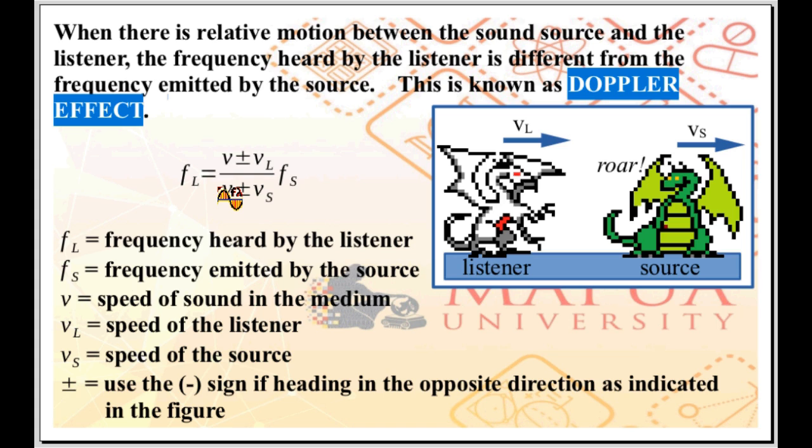Fl is equal to V plus minus Vl all over V plus minus Vs times Fs. The listener is on the left, the source is on the right, and both of them are moving towards the positive x direction or to the right. The default situation as shown in the figure.